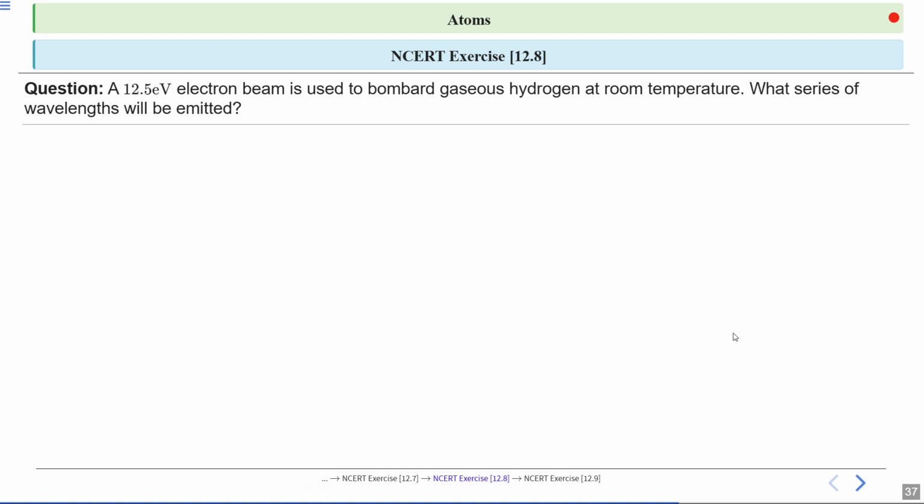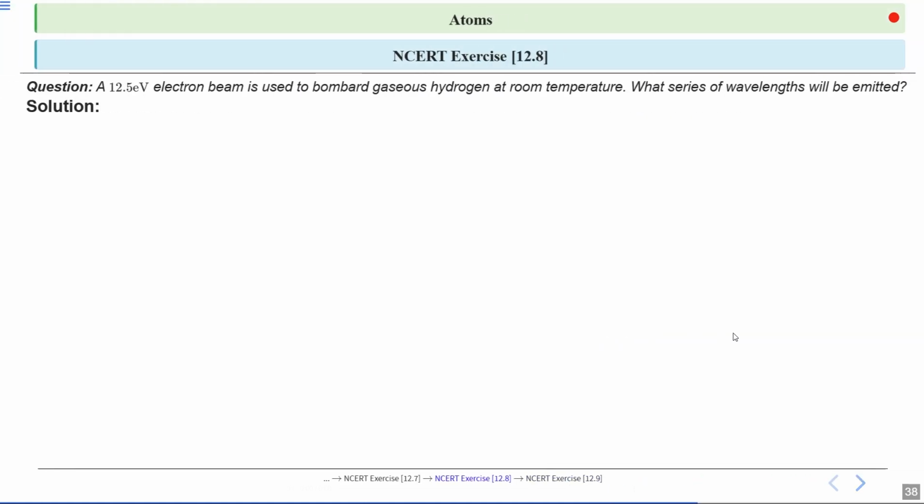This question tests your understanding of energy levels in hydrogen atoms, how electrons can be excited to higher energy levels, and how they emit photons as they return to lower energy states. You have to recall the concept of quantized energy levels and how transitions between these levels produce specific wavelengths that are called spectral lines.